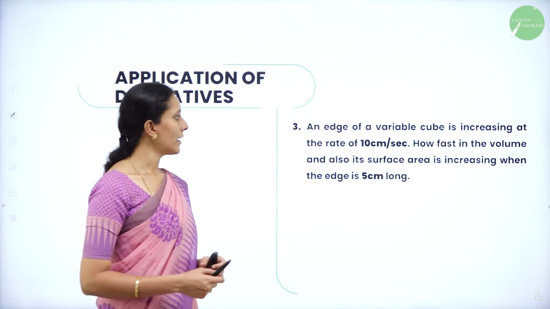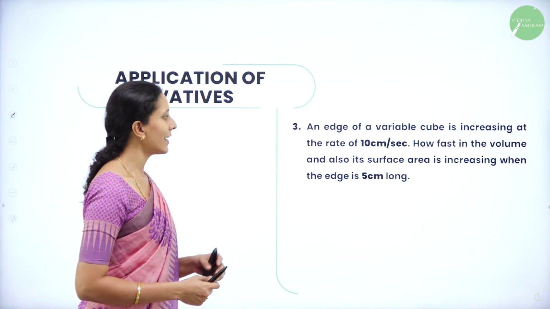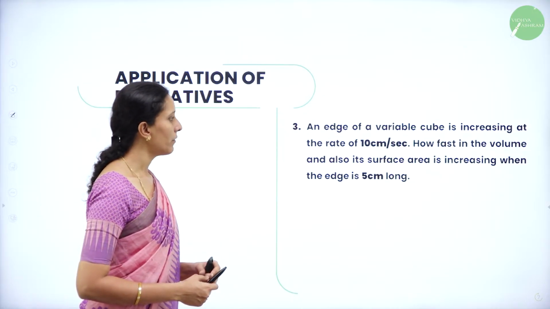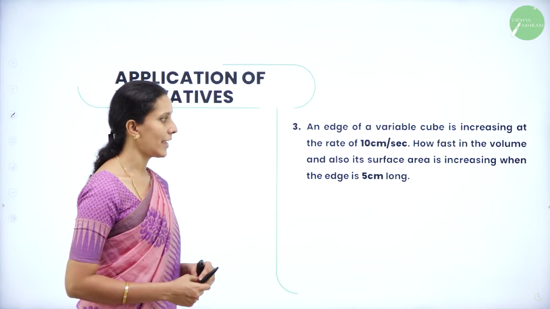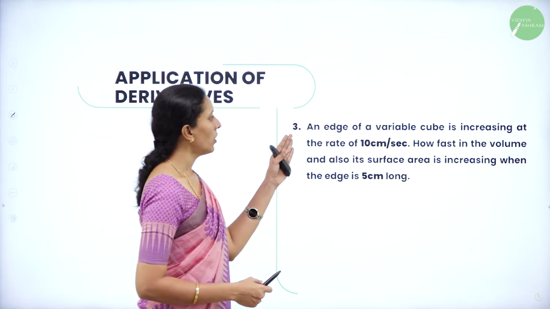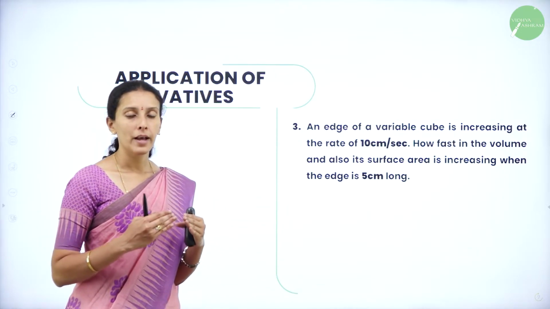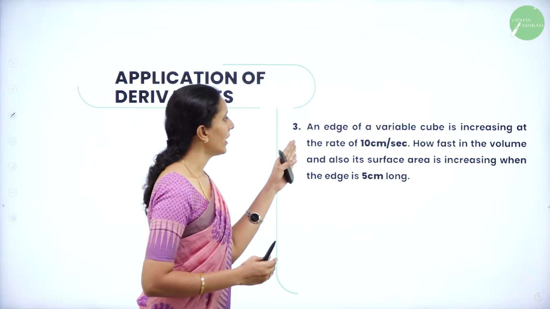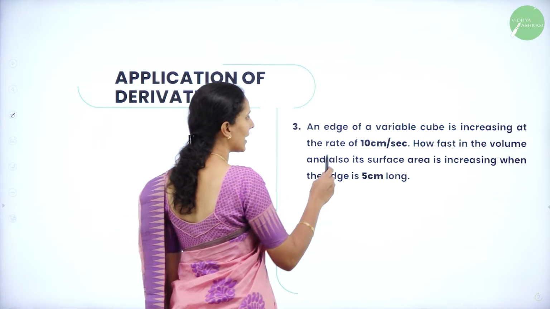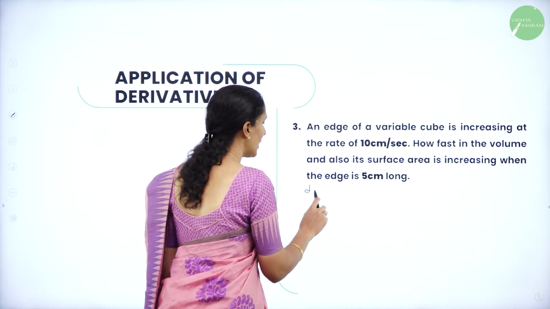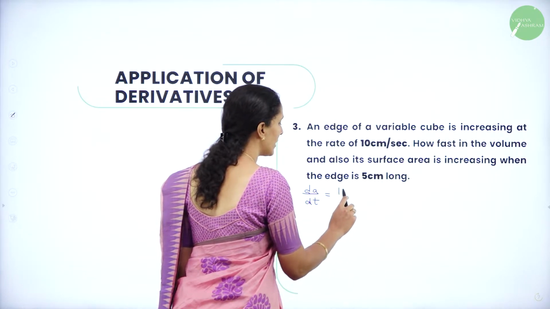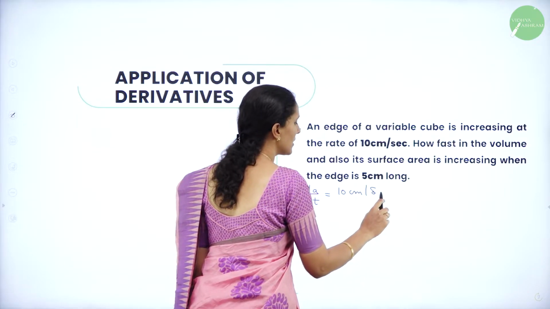Next one. An edge of a variable cube is increasing at the rate of 10 centimeter per second. How fast is the volume and also its surface area increasing when the edge is 5 centimeter long. So, edge of the cube, we know that a cube has equal sides. So, it is increasing at the rate of 10 centimeter per second. Suppose I take a as the side of the cube, then the change in the side is written in the form of dA by dt, which is 10 centimeter per second.